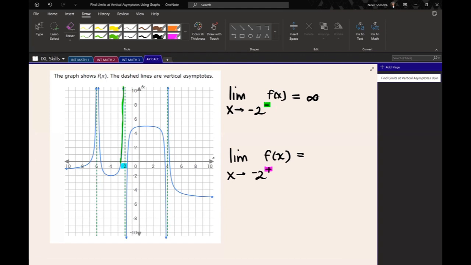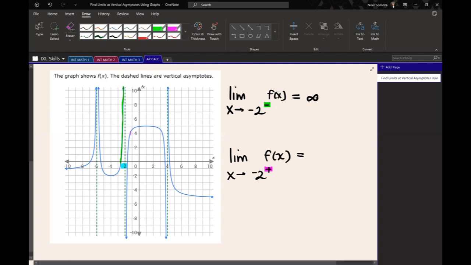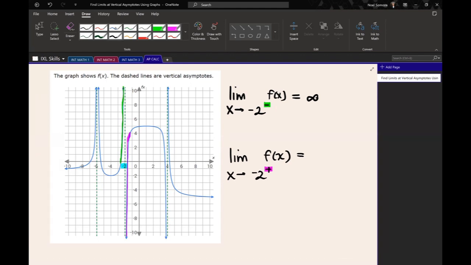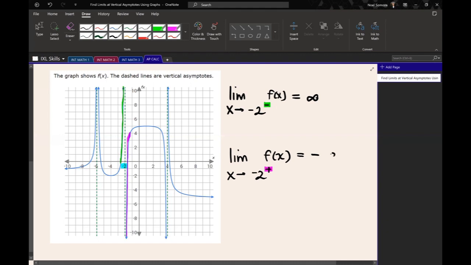Now, if we're approaching -2 from the right side, which is the one that's highlighted in purple, we're approaching -2 from the right side of -2, but this time, notice how we're tracking the graph headed downwards along the y-axis, right? So it's headed downwards along the y-axis. It has no end in sight. So then that indicates that the limit is approaching negative infinity.